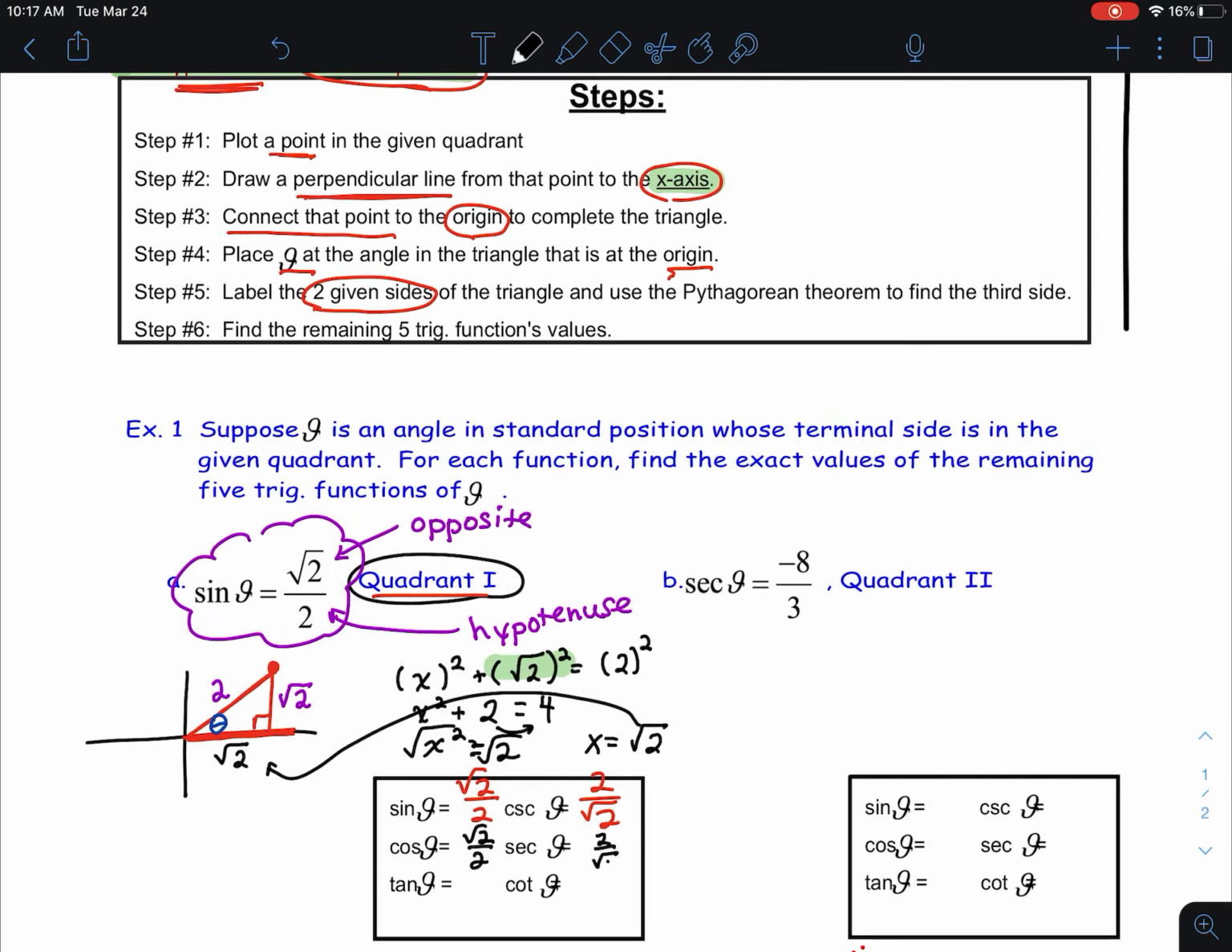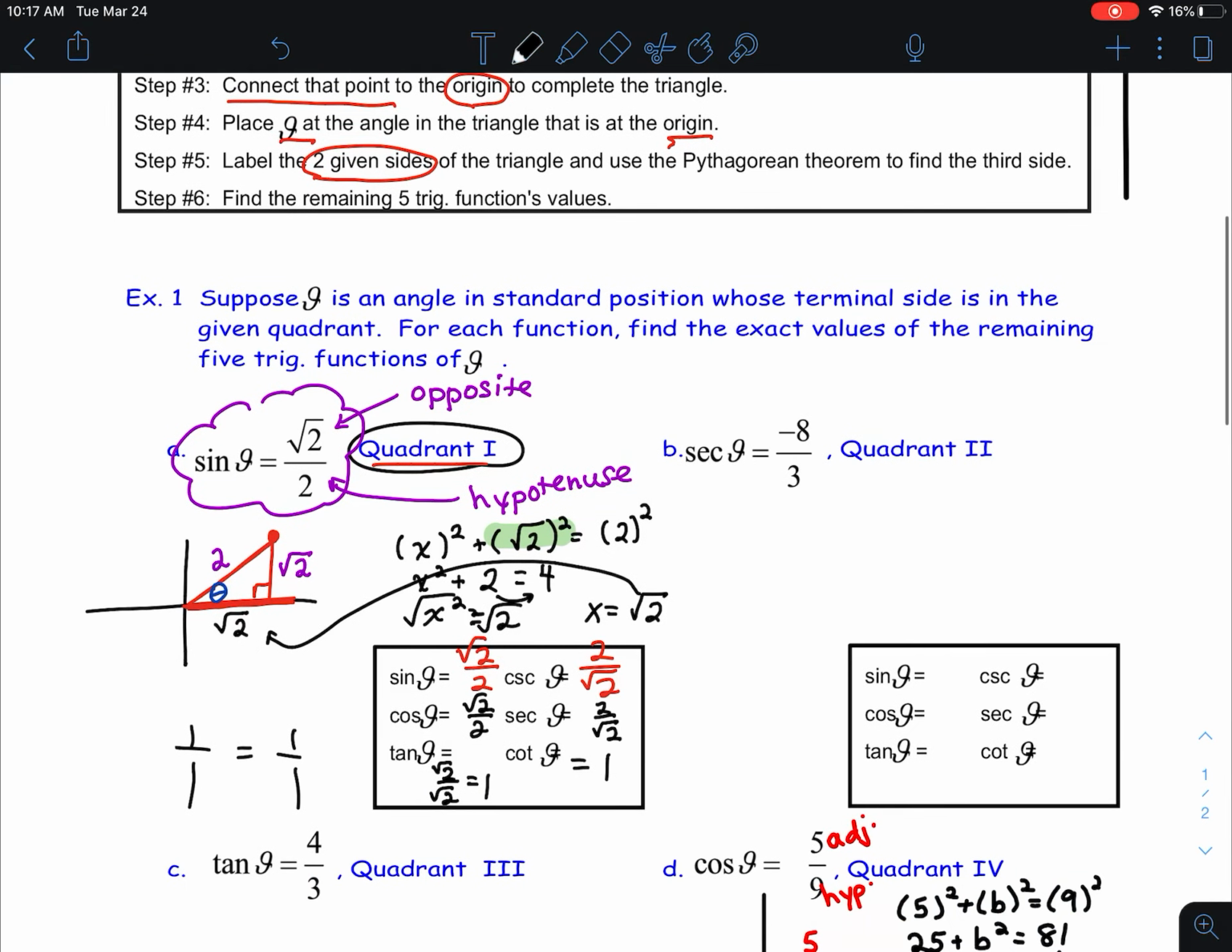And this will be 2 over square root of 2. And tangent is opposite over adjacent, which would be square root of 2 over 2, which I should just write as 1. And the reciprocal of 1 is 1. Okay, this is how 1 looks as a fraction, and if you flip that, it still looks exactly the same. Okay, so let's try another one here.